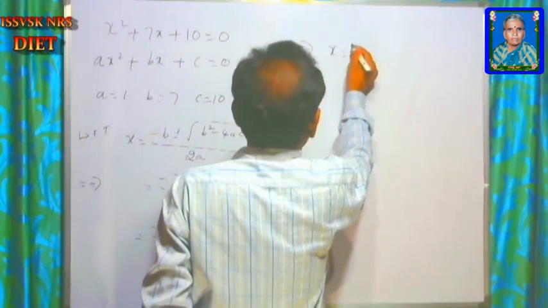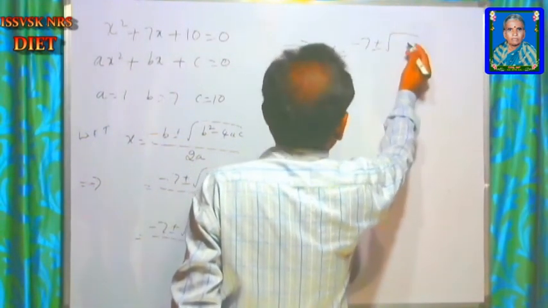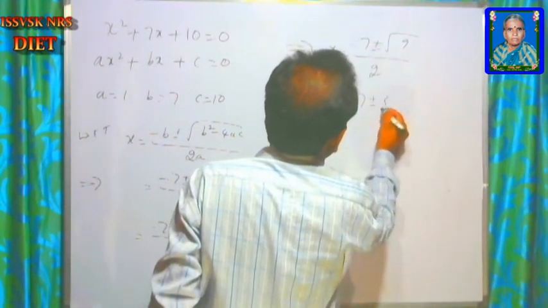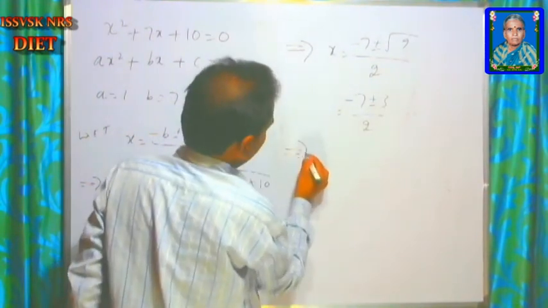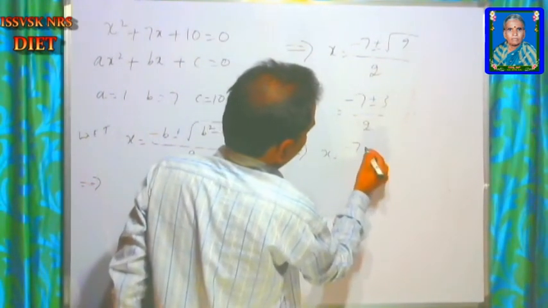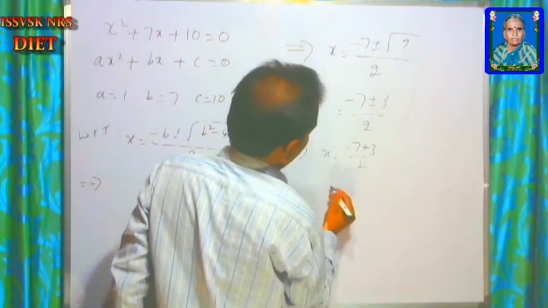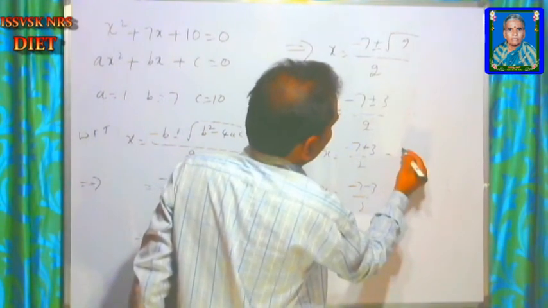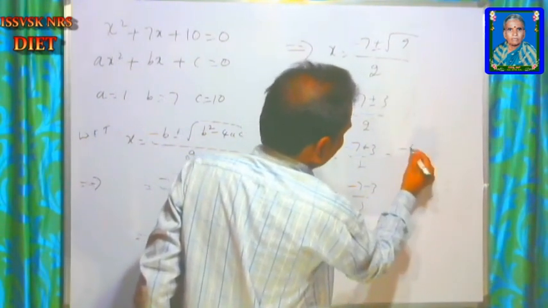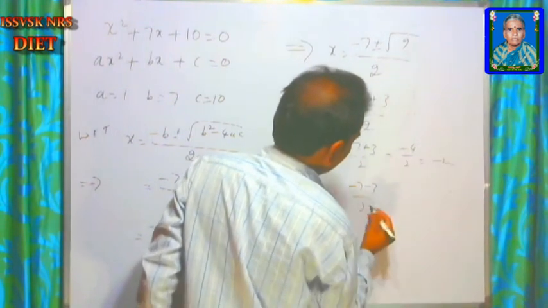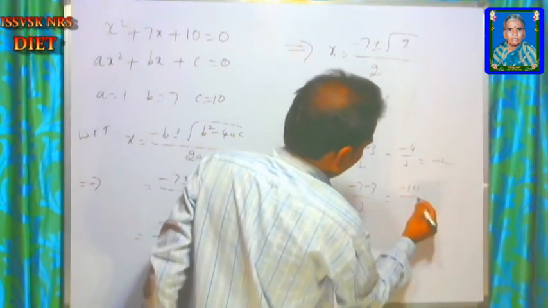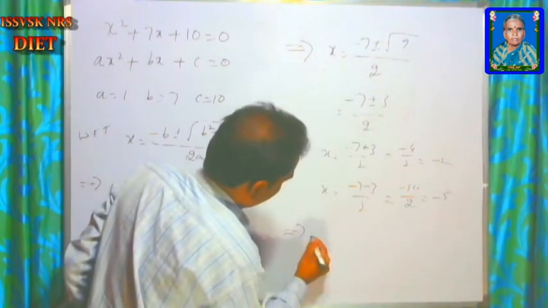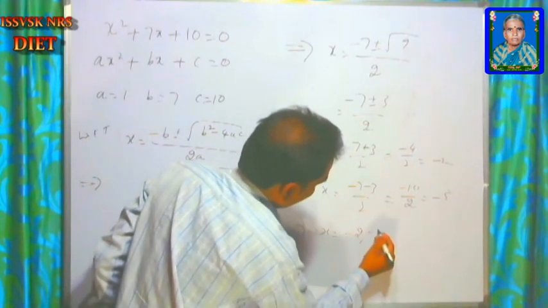which implies x is equal to minus 7 plus or minus root of 9 divided by 2, which is equal to minus 7 plus or minus 3 divided by 2, which implies x is equal to minus 7 plus 3 by 2, x is equal to minus 7 minus 3 by 2, which is equal to minus 7 plus 3 is minus 4 by 2, which is equal to minus 2, minus 7 minus 3 is minus 10 by 2, which is equal to minus 5, which implies x is equal to minus 2, minus 5.